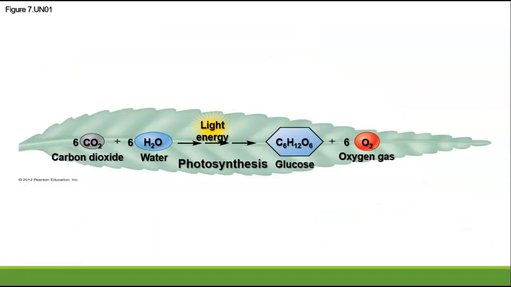And the whole process occurs, of course, in the leaf with our carbon dioxide from the air, water from the soil through the veins of the plant, and the light energy from the sun to make glucose and then release oxygen gas as a byproduct.